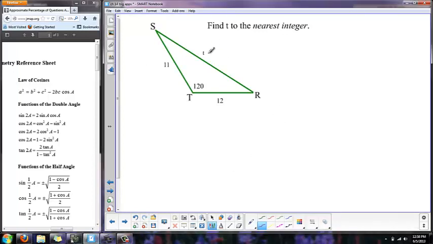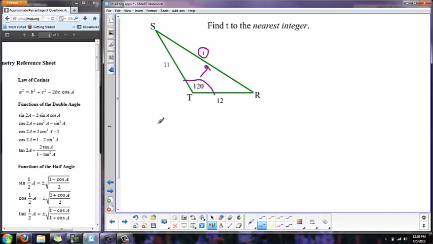Alright, so this is an example problem. Find t to the nearest integer. In this case, we have side, angle, side, and I'm going to use it to find a missing side. Remember that because we have this angle given to us, the side across from it is what's going to come first in our equation. So the equation goes like this.